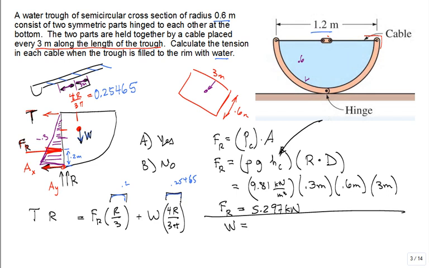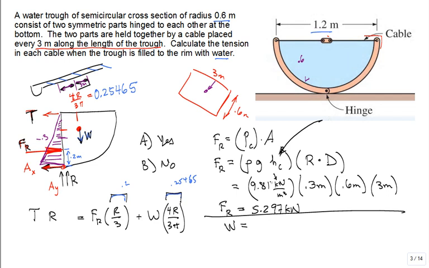Well, what is rho? 1,000. So what is the kilo? 1,000. So I put it together. I put the rho g is 9.81 kilonewton per cubic meter.